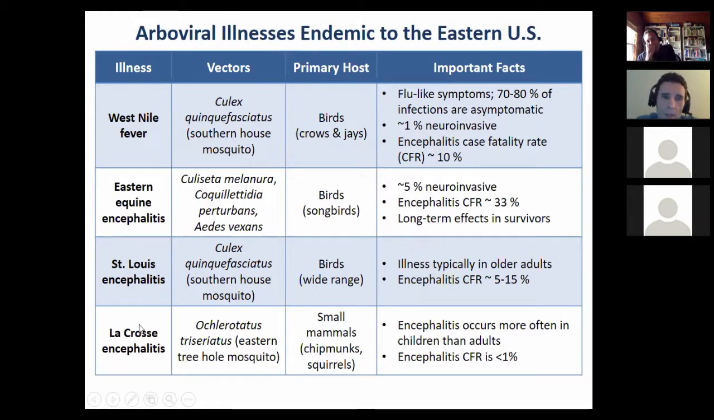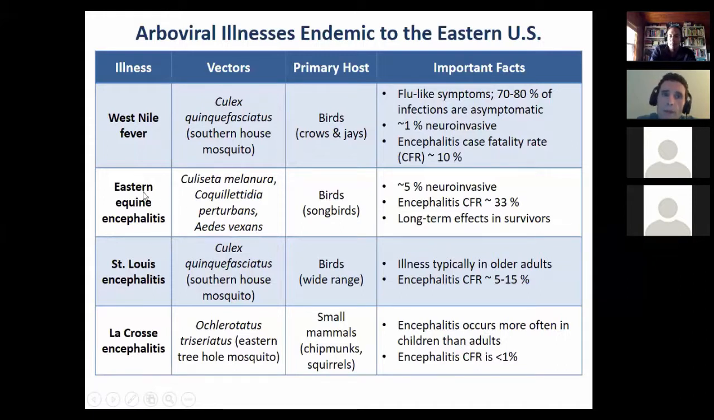But a key difference with La Crosse is that it tends to infect children. This is the leading cause of encephalitis among children under 16. But the good news for that one is that the case fatality rate is very low, and most children do recover from the encephalitis and there are no long-term effects.